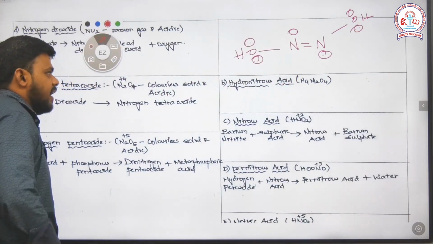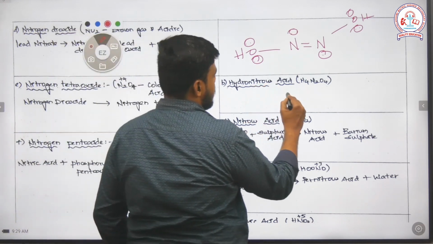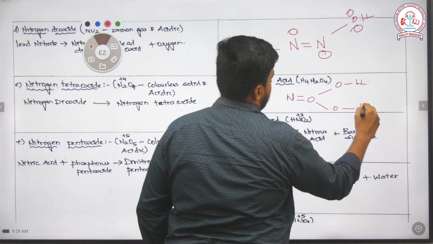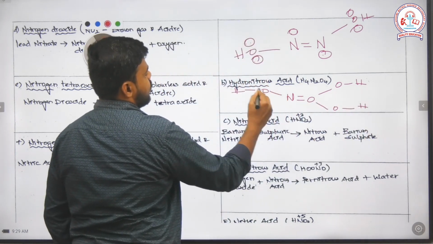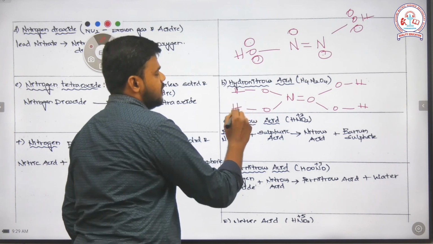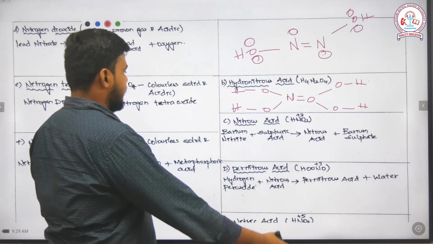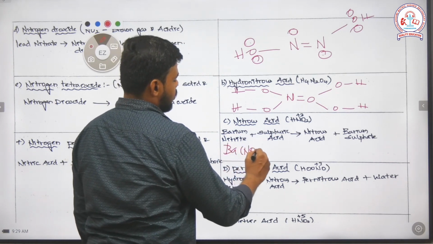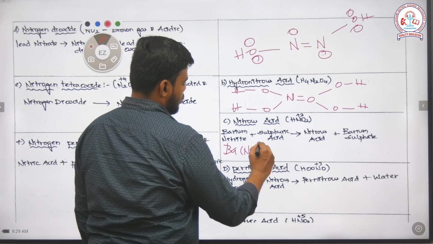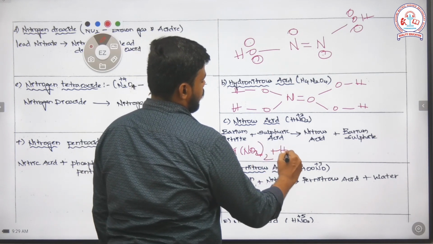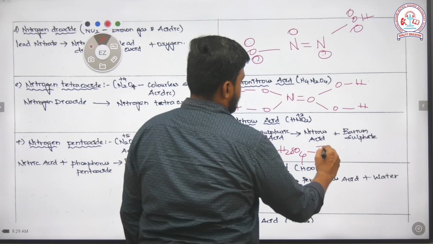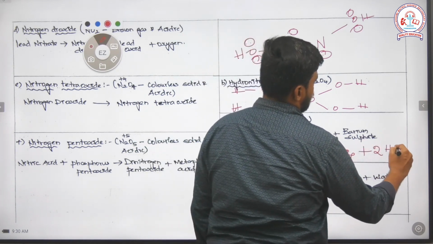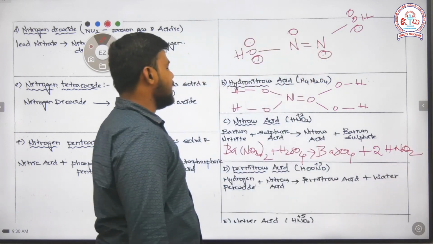Then hyponitric acid, H4N2O4: N double bond N will have 2 OH. You have to keep the skeleton in mind. If the skeleton is known, it is easy to plot. The next one, nitrous acid. Nitrous acid preparation: barium nitrite, Ba(NO2)2, plus H2SO4 gives BaSO4 plus 2 molecules of HNO2. So this is regarding nitrous acid.